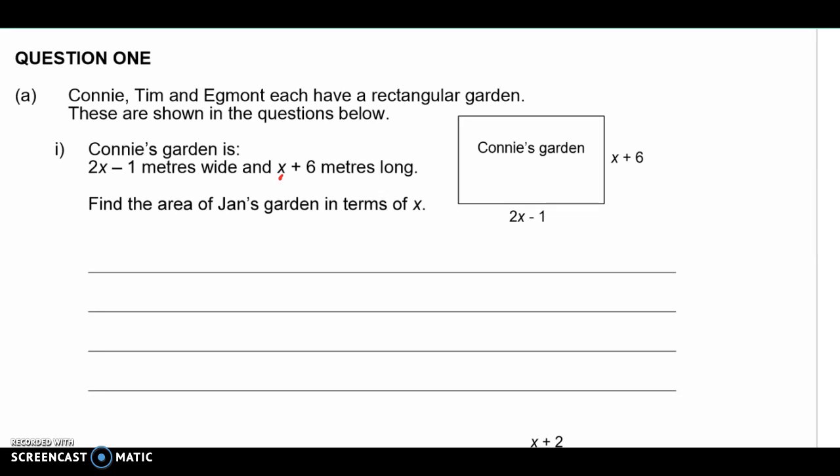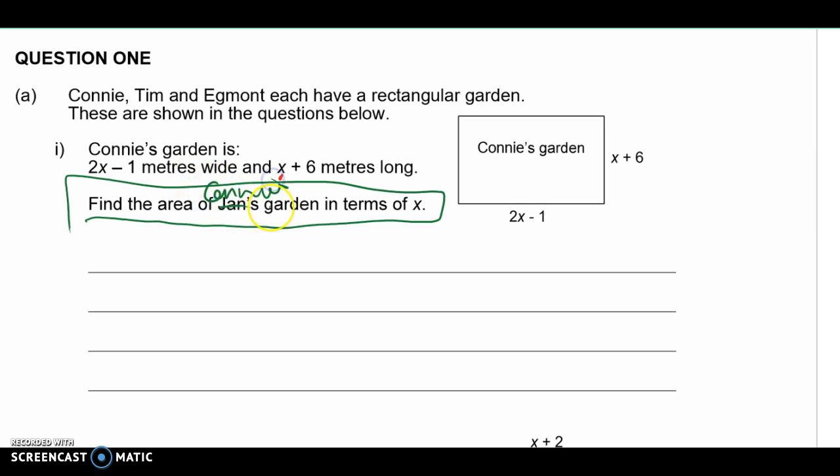Connie's garden is 2x minus 1 meters wide and x plus 1 meters long. The question is the last question. It's asking, find the area of Connie's garden in terms of x. So area, if I have a rectangle, is the base times the height.